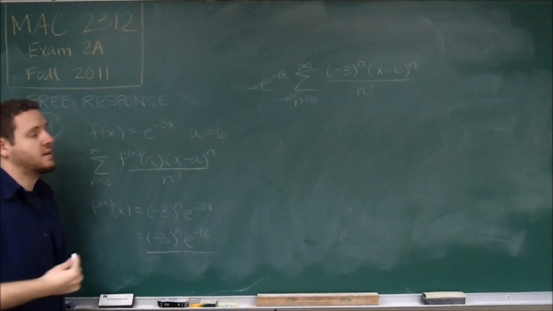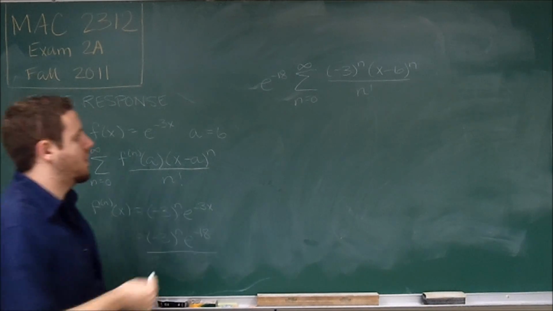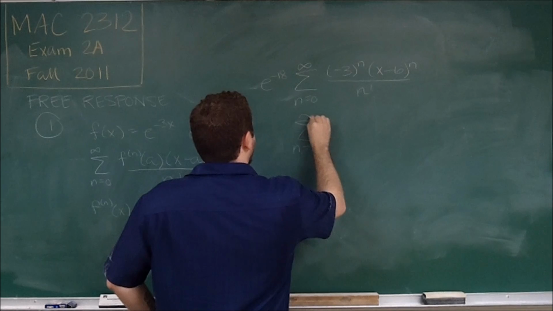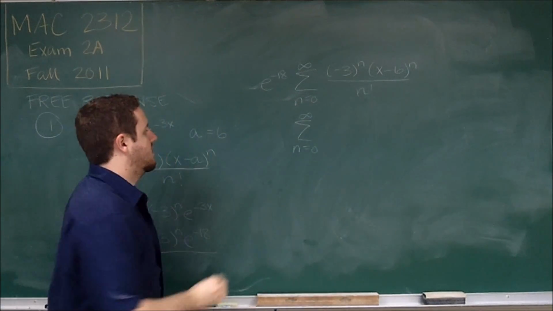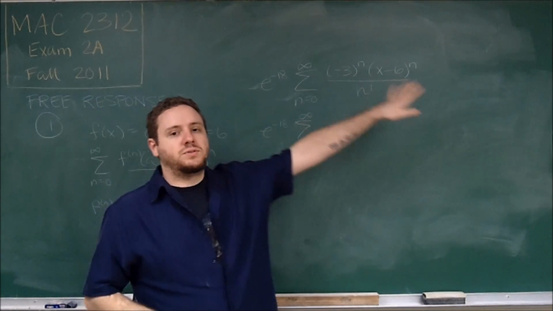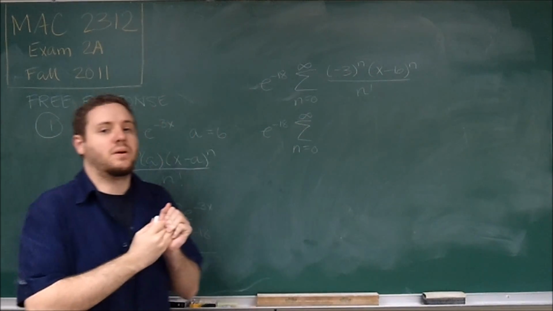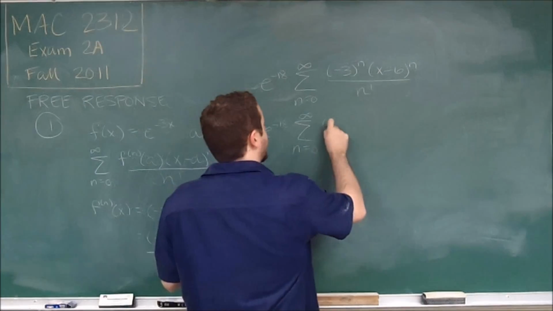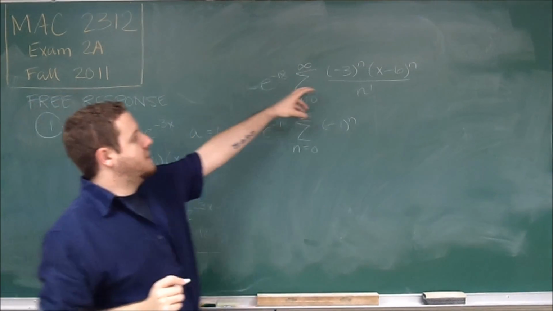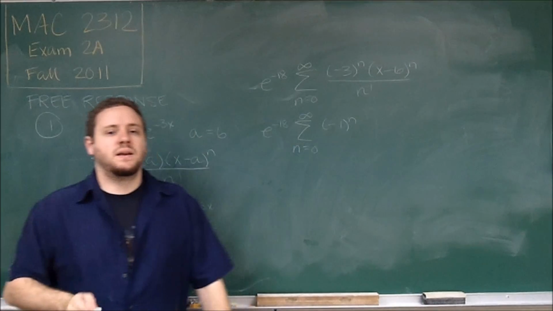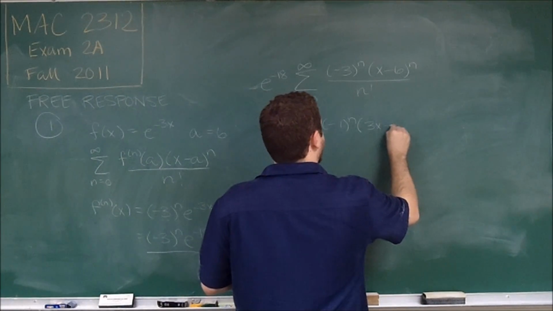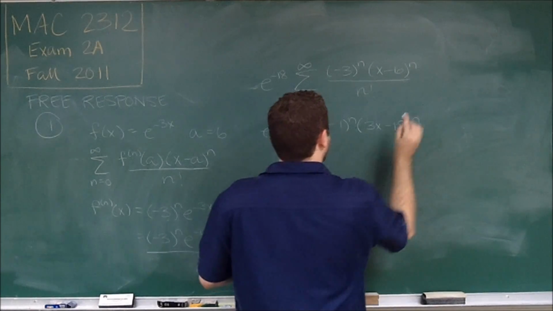So that is correct. Chances are your teacher would probably want this written slightly differently. It's just customary when writing series that if you have some sort of alternation, you separate the alternating part out. So we would have negative 1 to the n. And since we have 3 to the n and x minus 6 to the n, we could combine those by distributing that 3 and get 3x minus 18 to the n.